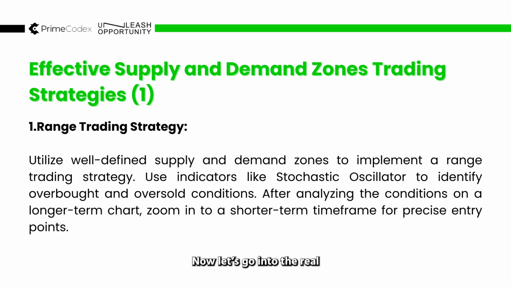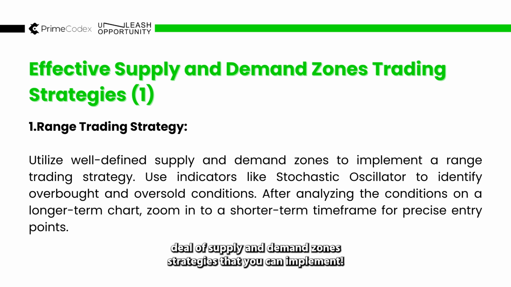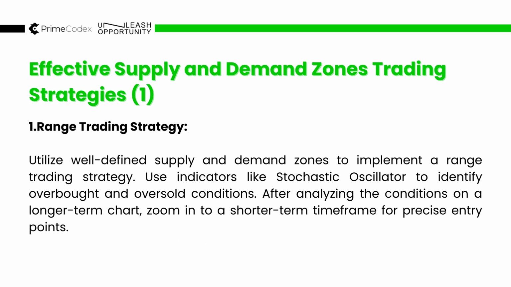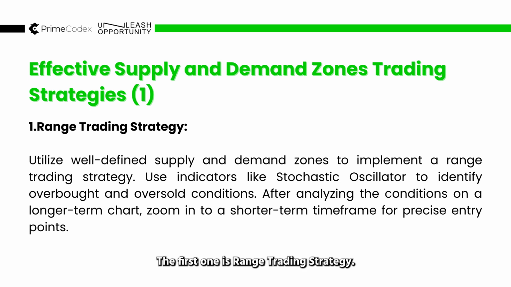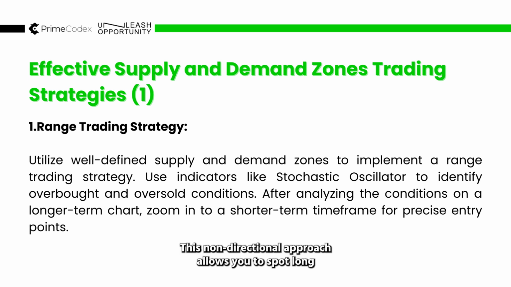Now, let's go into the real deal of supply and demand zone strategies that you can implement. Effective supply and demand zone trading strategies. The first one is range trading strategy. Utilize well-defined supply and demand zones to implement a range trading strategy. Use indicators like stochastic oscillator to identify overbought and oversold conditions. This non-directional approach allows you to spot long and short interest based on the identified zones.